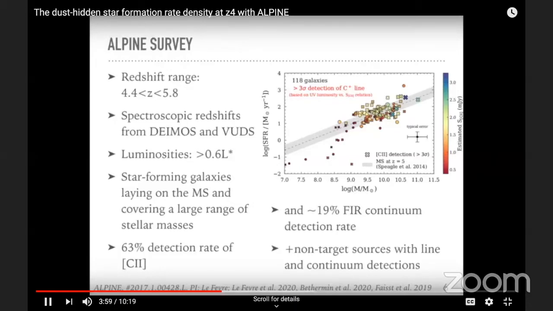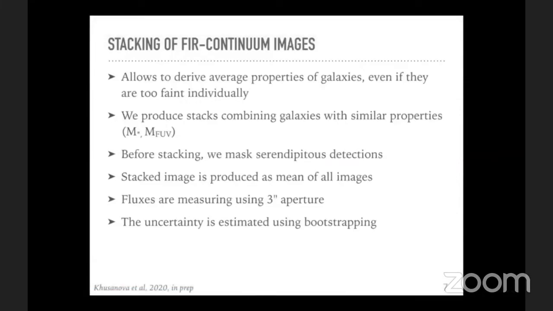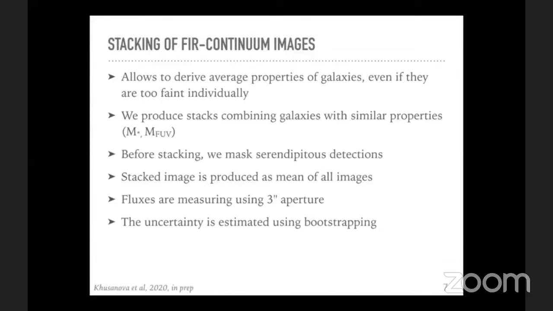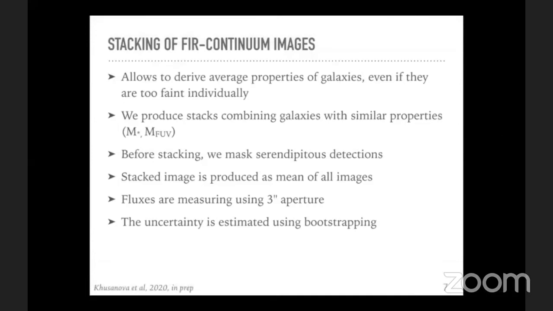So what can we do if we have this low detection rate of far-infrared continuum? We can use stacking and derive the average properties of galaxies, even if they are too faint to be detected individually. We combine the galaxies with similar properties, and we can measure the average far-infrared flux of these galaxies. To measure the flux, I used a 3 arcsecond aperture to get all the flux from the galaxies, even if there are some small offsets from the phase center, and the uncertainty of the measurements is estimated using bootstrapping.